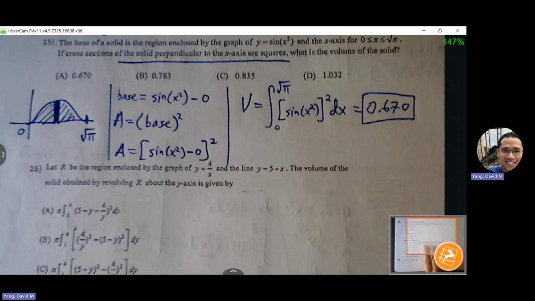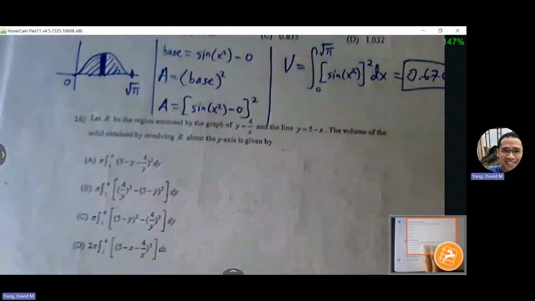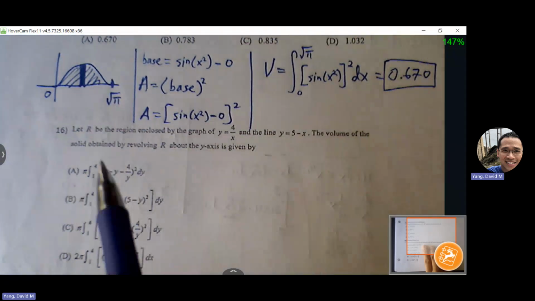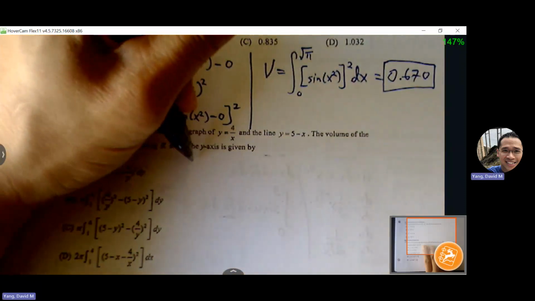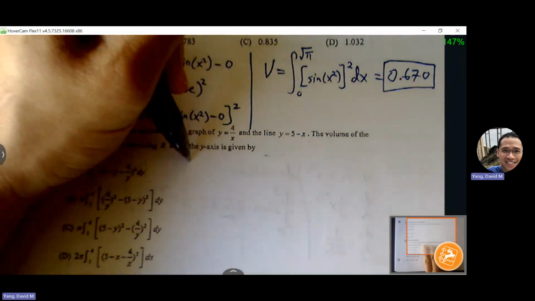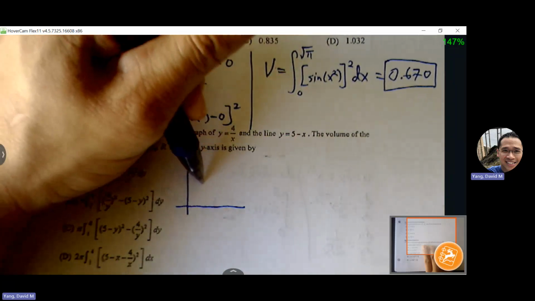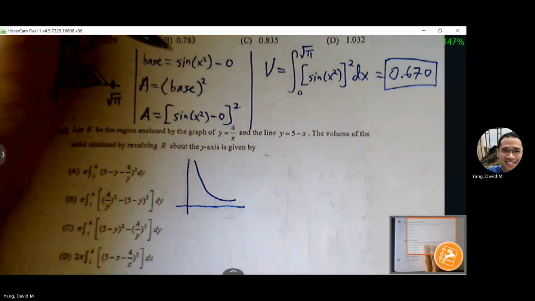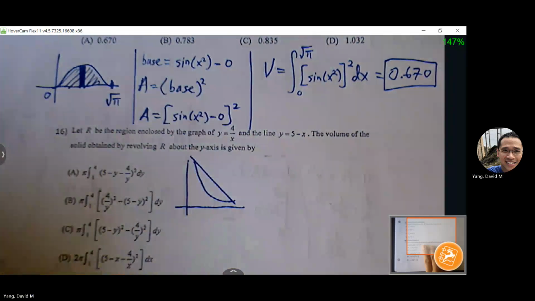Okay, any questions with 15? Okay, 16. 16 is only asking for the setup. Let's see if we can figure out how this is looking here. We have R being the region enclosed by 4 over x. 4 over x is a rational function that is going to be in the first quadrant here. So this is what the graph could look like. 4 over x has a curve like this. And then 5 minus x is going to be a linear function like this.